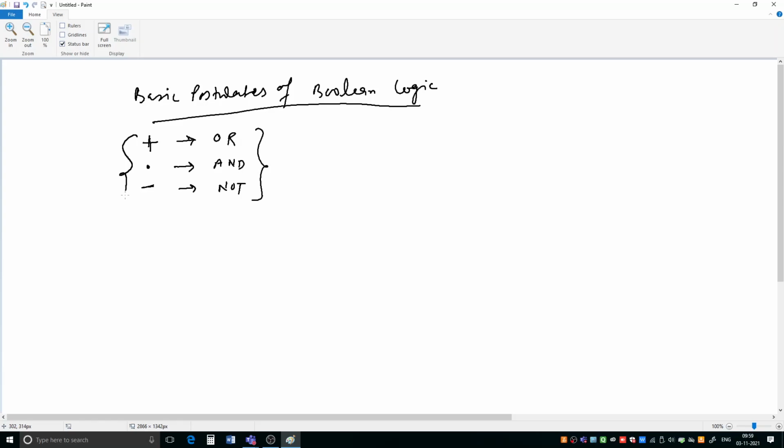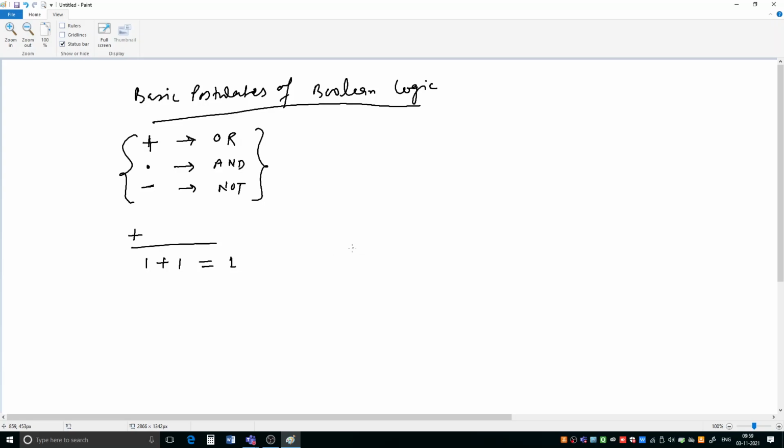Basic postulates means the basic rules of Boolean algebra that we are going to discuss, and we are having only two values, 1 and 0. If you are performing plus on 1 and 1, 1 plus 1 will be 1. As I told you, in Boolean logic we do not have any value except 1 or 0, or except true or false.